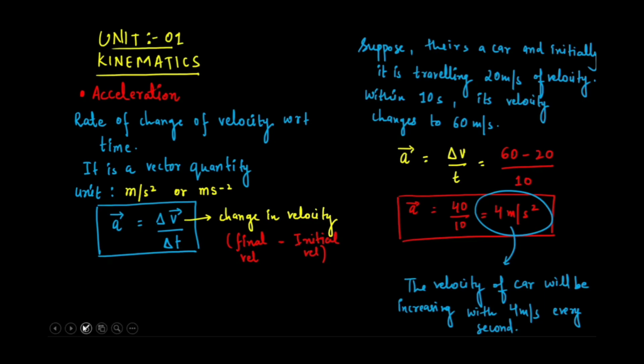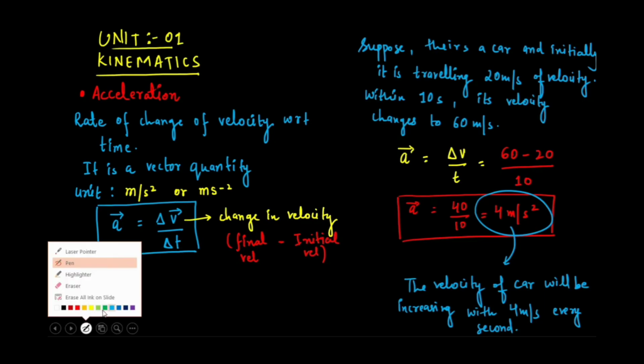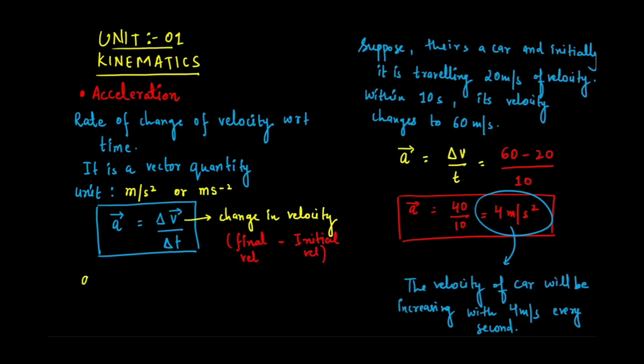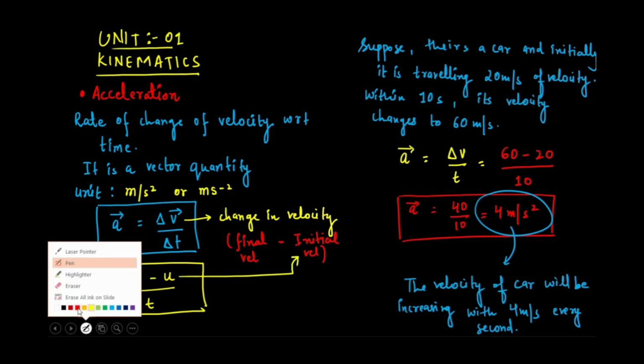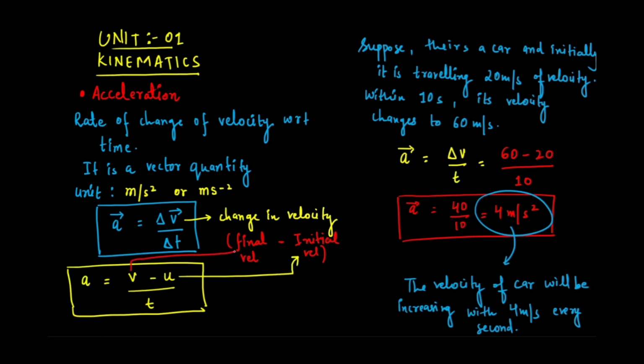We can also represent acceleration through this particular relation: acceleration is going to be v minus u by t. Here v represents the final velocity, and u represents the initial velocity. This is a simple formula for calculating acceleration, and this is what it is.